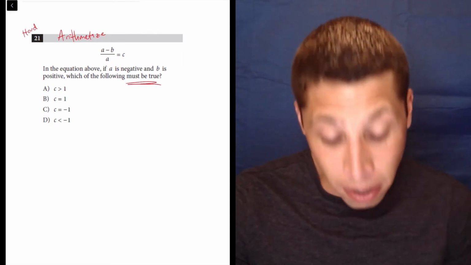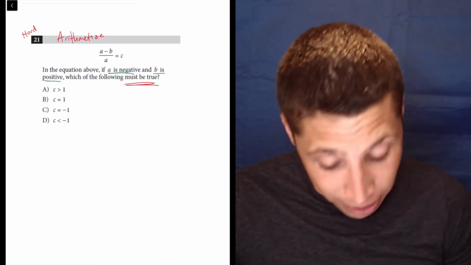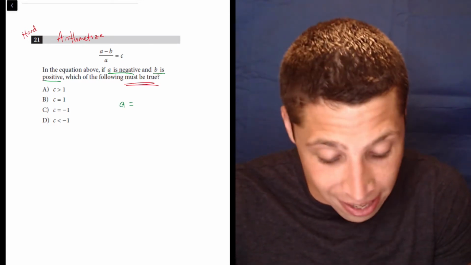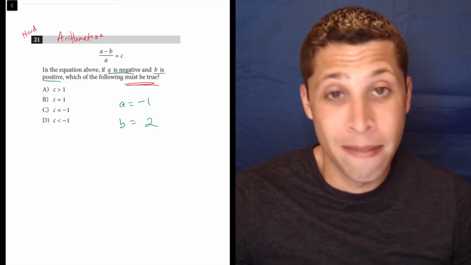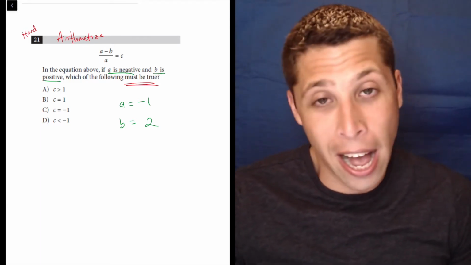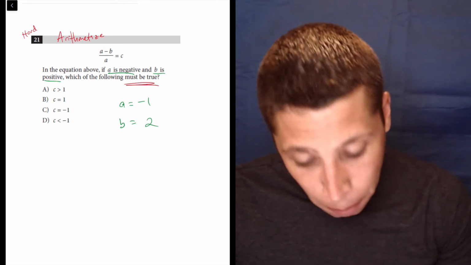In the equation above, A is negative and B is positive. Okay, well let's just pick some numbers to represent that. So if A is negative, I'm going to say that A is -1 and B is 2. B is positive. Where do those numbers come from? They seem like easy numbers. That's about it. That's really the only reason. So let's now plug those numbers in.